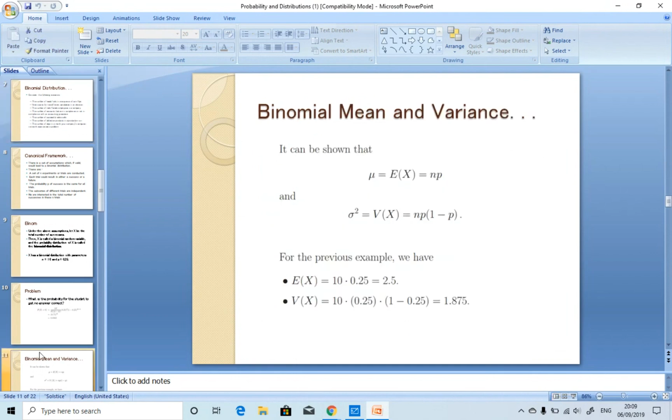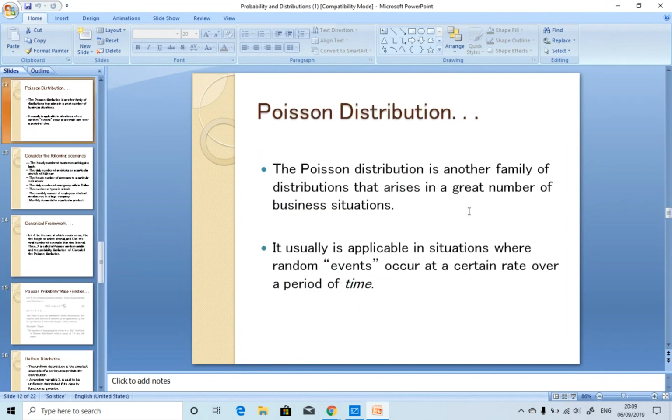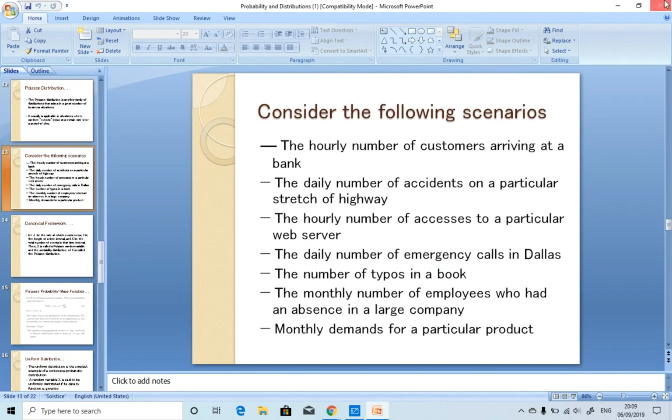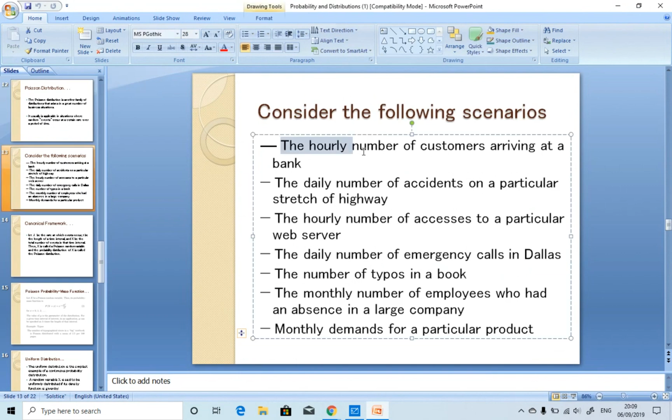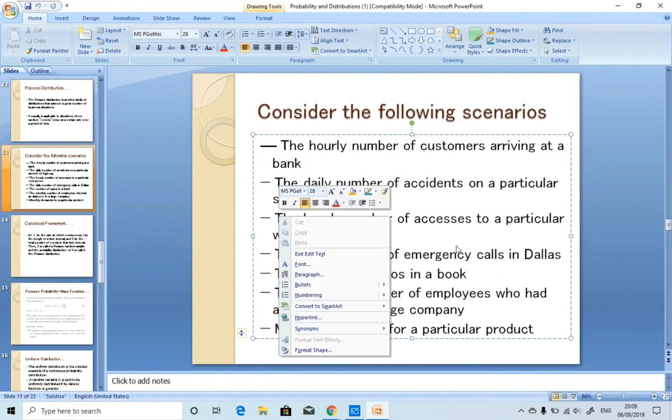And when it comes to the Poisson distribution, here we have seen the variance, sigma squared equal to np(1 minus p). This is what variance is. Now see the Poisson distribution: the hourly number of customers arriving at a bank, the daily number of accidents on a particular stretch of highway, the hourly number of accesses to a particular web server.